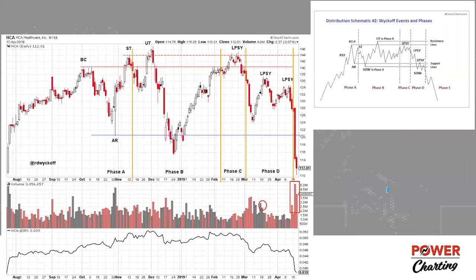Well, let's explore this. Here is a daily vertical chart of HCA. And we're deviating a little bit from the point and figure work, because I really want to show you this because it's such an interesting and useful case study, is that we can see here back to October of 2018, we can see a buying climax.